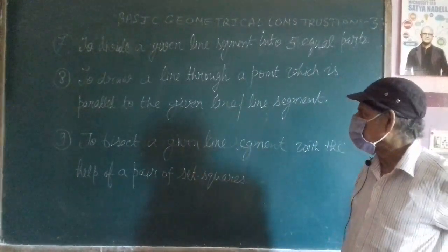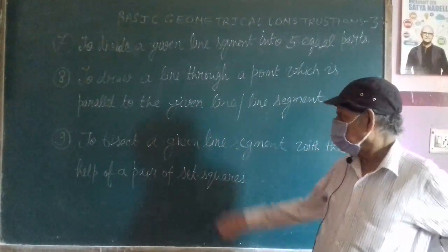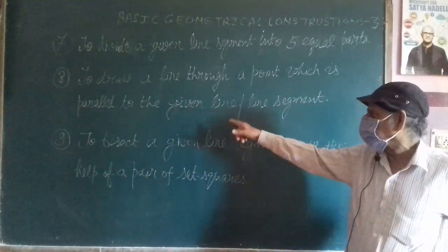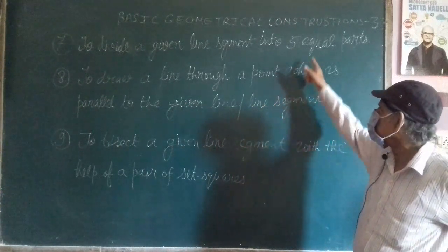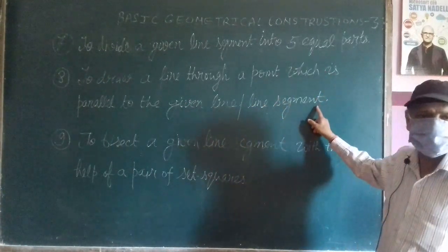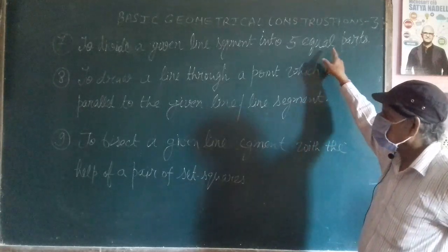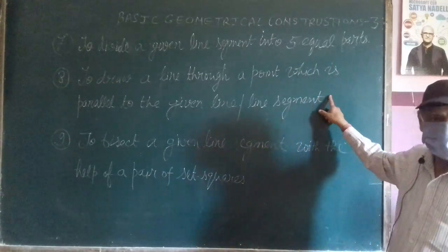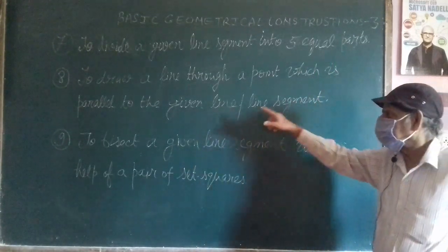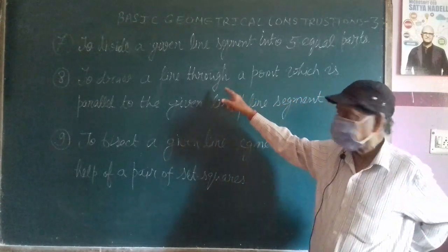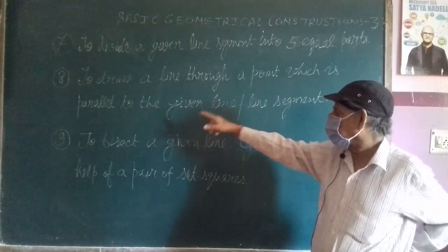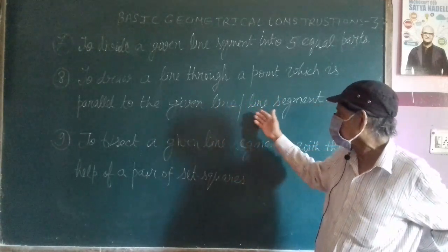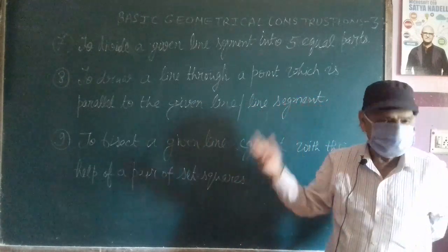Eighth construction, you may read from here. To draw a line through a point which is parallel to the given line segment. These two are to be done with the help of compass. Okay, problem number 7 with the help of a compass, and also problem number 8 with the help of a compass. Again I am reading it. You have to draw a line through a point which should be parallel to the given line, and the point lies outside the given line segment or line.